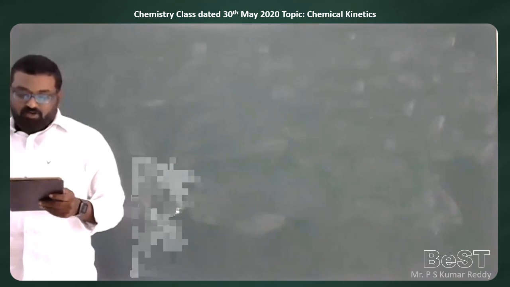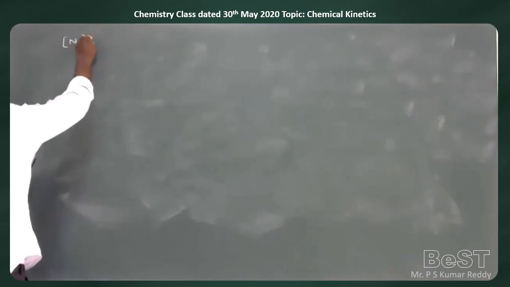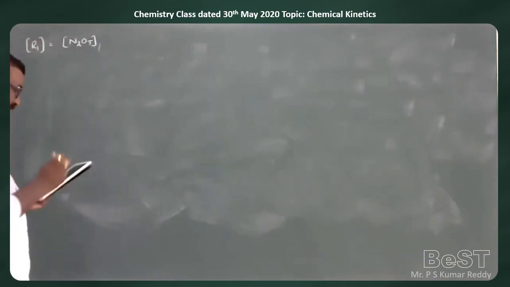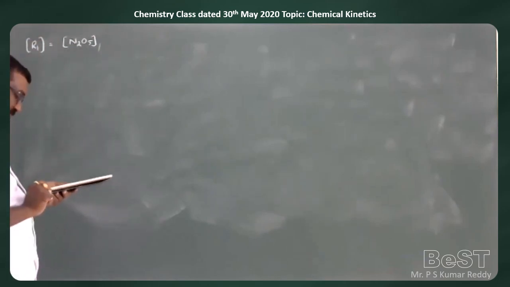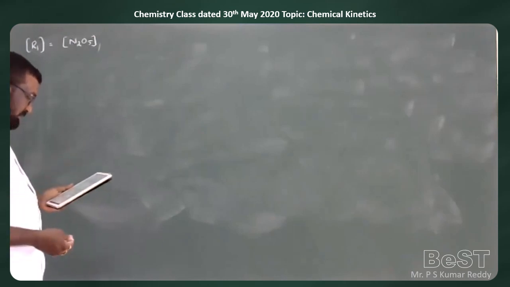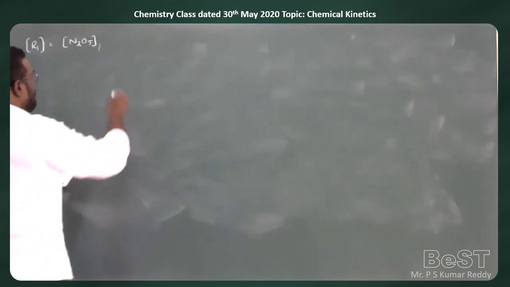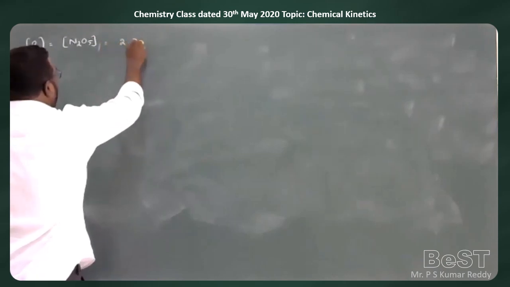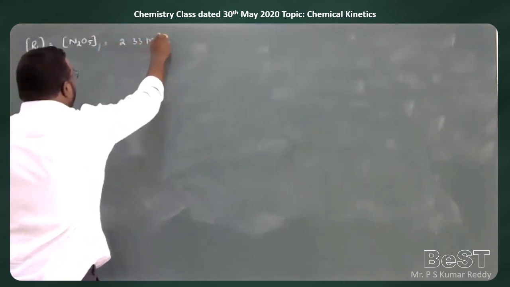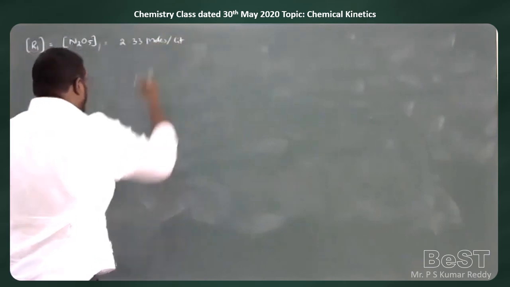Initially, the concentration of N2O5 is 2.33 moles per liter. Let us take the initial concentration as R1. Initial concentration, I am taking, is given as R1, 2.33 moles per liter.